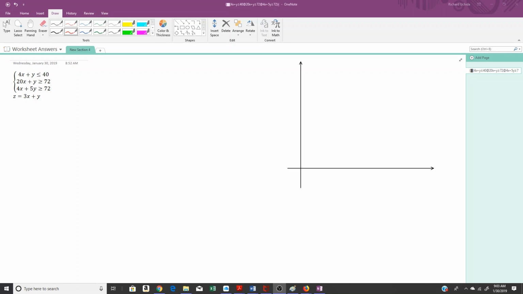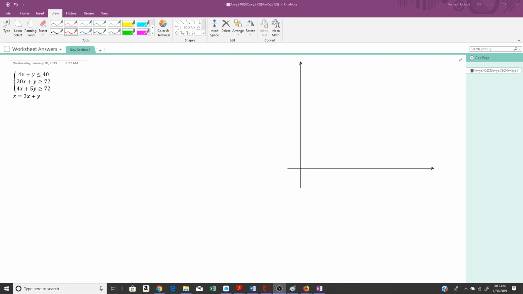Look at this example of a linear programming problem where we had the constraints 4x plus y is less than or equal to 40, 20x plus y is greater than or equal to 72, and 4x plus 5y is greater than or equal to 72, with the objective function z equals 3x plus y. So the first thing to do is to draw your feasible region.